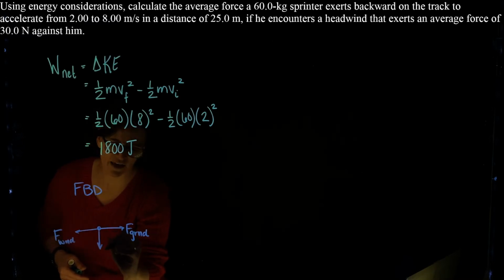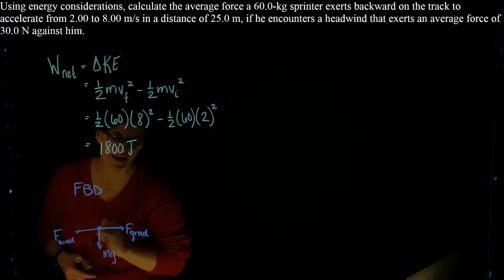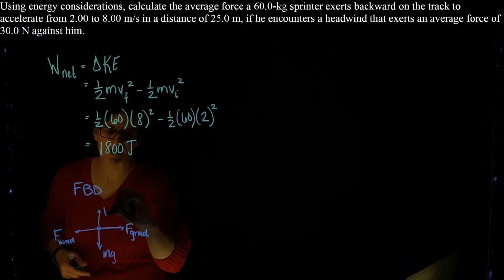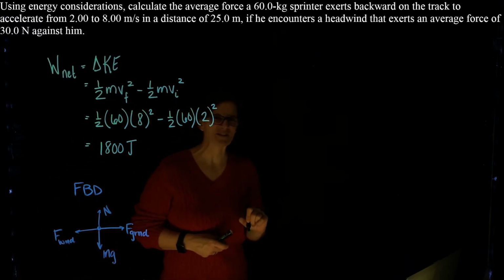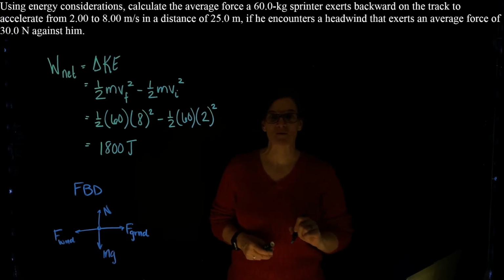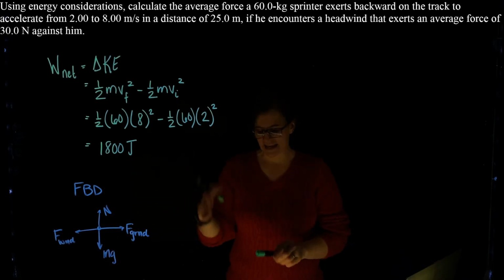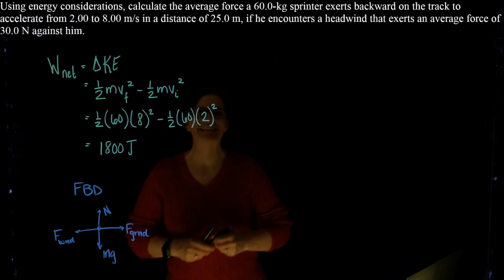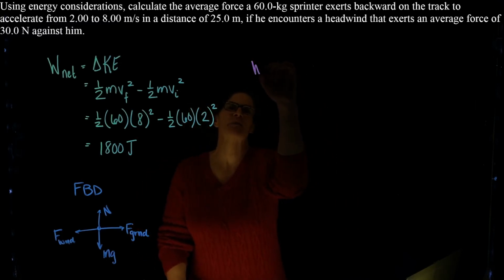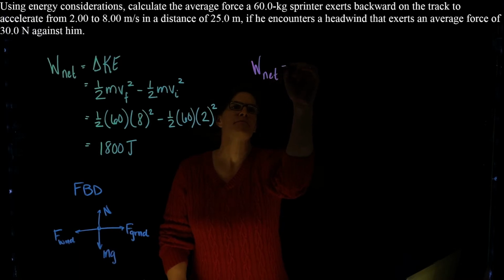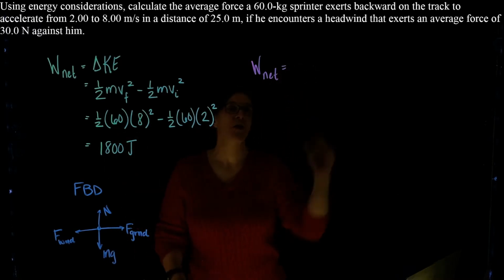So this is the force of the wind. We know that that sprinter has weight, and we know that that sprinter is on a horizontal surface, and so there's a normal force between the sprinter and the ground. So here are 4 forces. If I'm going to truly look at the net work acting on this sprinter, it's the sum of all these forces.